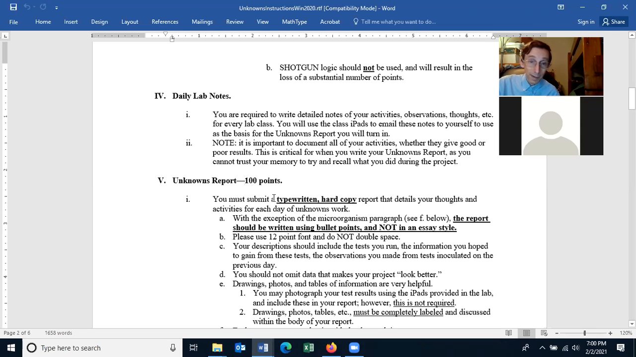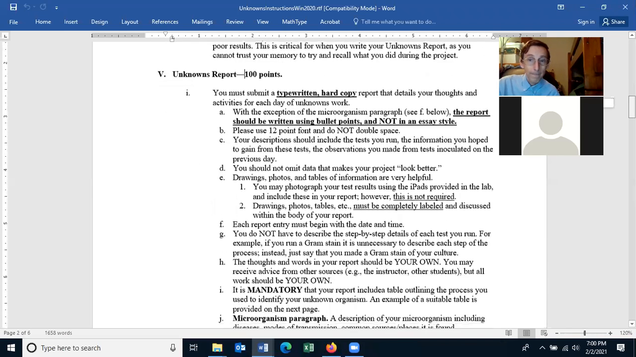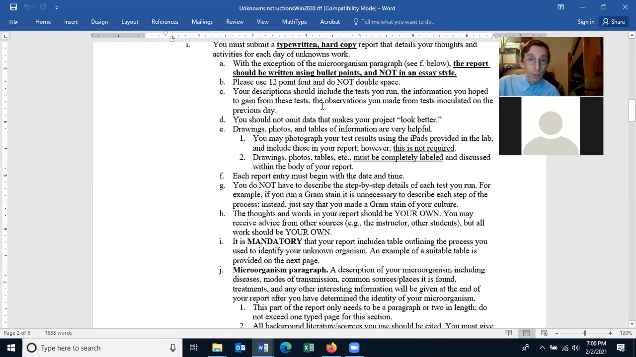The unknown report must be typewritten, and you have to make an electronic copy and then submit it in the Canvas website. Hard copies cannot be turned in because we're not ever going to get together. The report should be written using 12-point font. As you can see, I wear glasses and have trouble reading if the font is less than that. You should not double space.